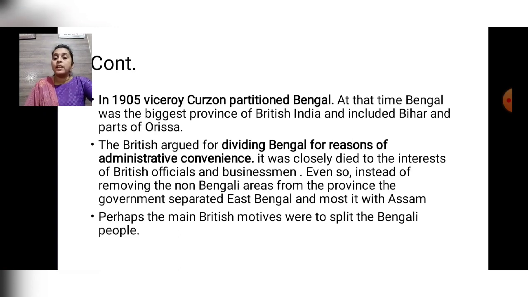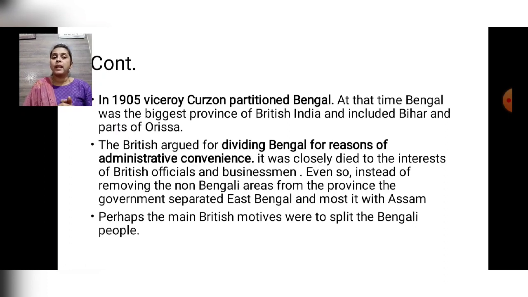Then in 1905, Viceroy Lord Curzon partitioned Bengal, broke Bengal into pieces. At that time, Bengal was the biggest province of British India and included Bihar and parts of Orissa. Bengal was partitioned as East Bengal and West Bengal. East Bengal came to be known as Pakistan, a separate nation after 1947. Then in the 1970s, Bangladesh, which was under Pakistan's control after 1947, split away from Pakistan and formed a new nation called Bangladesh.